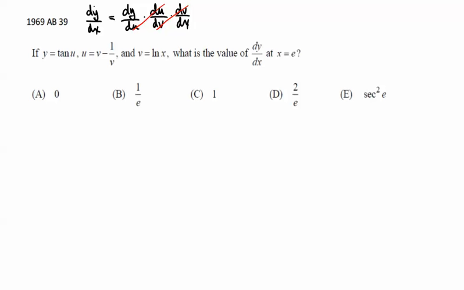So what we want to do in this particular case is to find the derivatives of each of those three functions, according to the variables they are defined in. So this is one way to look at this problem. So let's take the derivative of y with respect to u, dy du. The derivative of tangent is simply secant square of u.